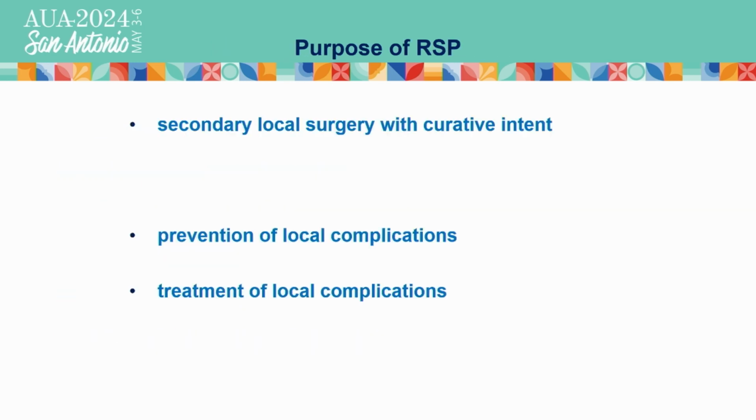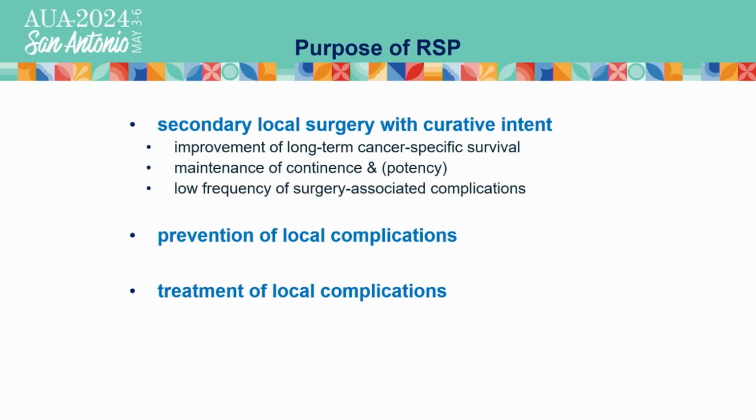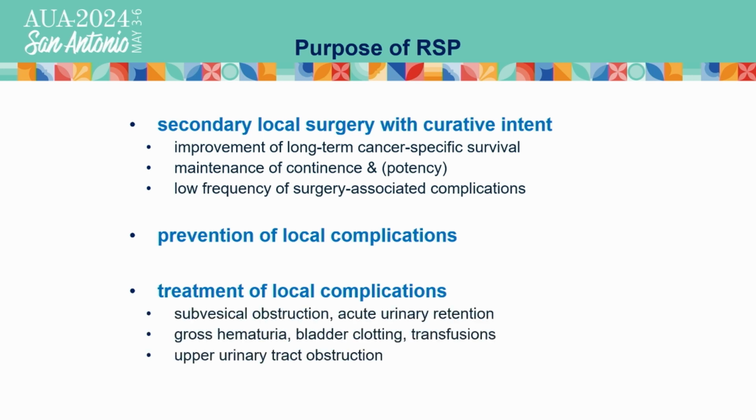The purpose of any type of these secondary local approaches is very easy. It is either to improve the long-term cancer-specific survival. You want to maintain the functional integrity of the patient, especially continence. Potency is very difficult to achieve, and there should be a low frequency of surgery-associated complications. You want to prevent local complications due to the local progression of the disease if patients only undergo androgen deprivation therapy. And all of you know the patients who have this local progressive disease: subvesical obstruction, gross hematuria, blood clots, upper urinary tract obstruction, so very difficult.